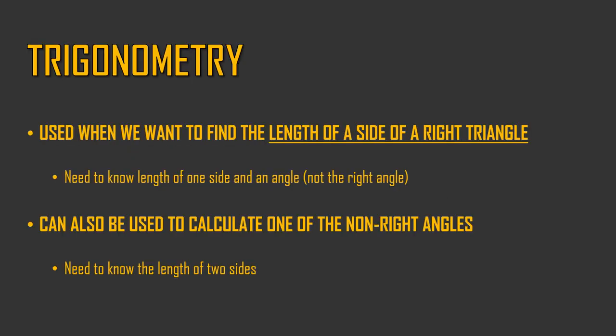Just a quick bit of background information. What are we using trigonometry for? Trigonometry is based on our six equations that we've just discussed, and we can use it to, much like Pythagoras' theorem, find out the length of an unknown side of a right-angled triangle.